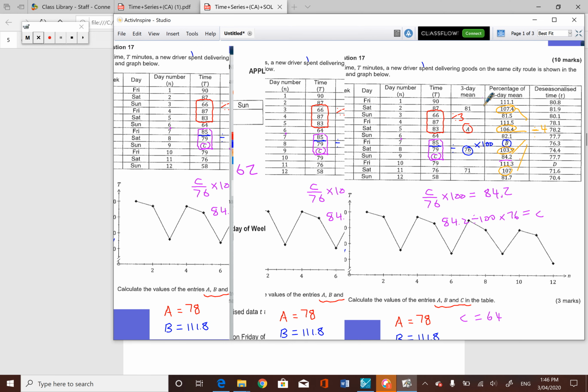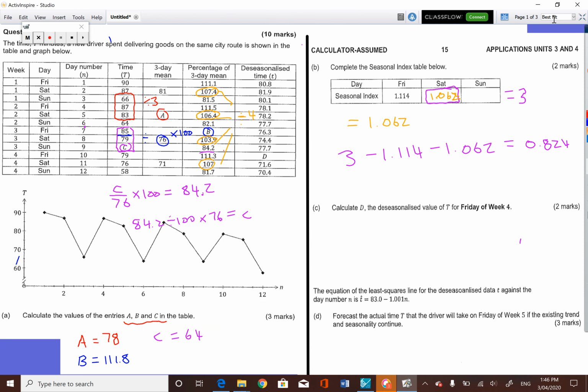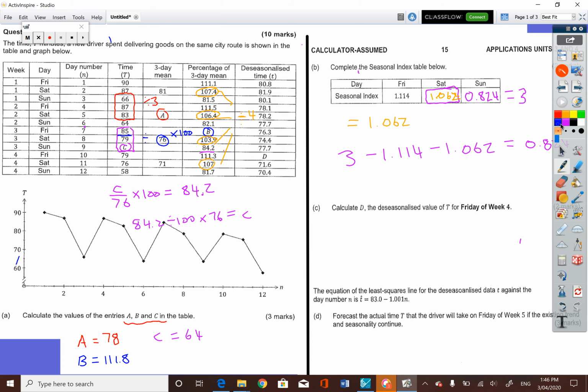So then we can chuck in, I've done that again. There we go. We'll chuck that in there. So we'll go 0.824. Okay, so that is 5 marks down, 5 to go. What do we got next?